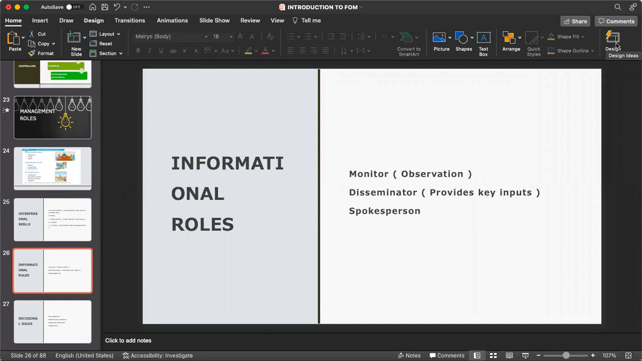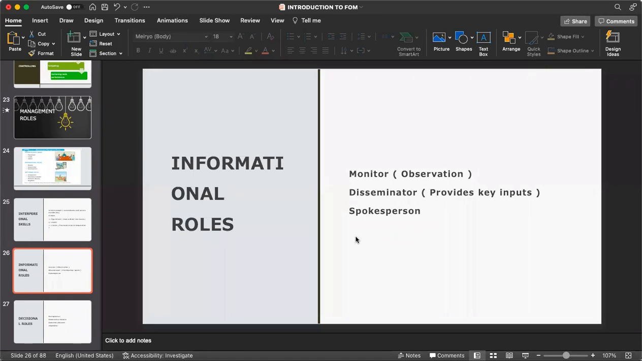Yes, PR, definitely we can say they are the spokespersons. Sure. Shall I move, please? I think it's very simple, guys. Informational roles. Then we have the decisional roles now. I hope you might have imagined all the roles in different organizations.